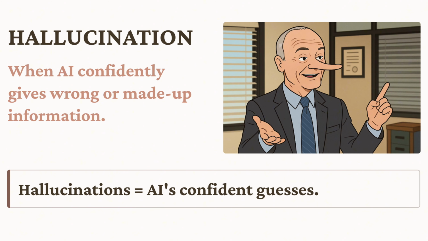Hallucination or hallucinating. This is when AI gives confidently wrong or completely made up information. Because these LLMs are predictive models, they're just trying to figure out what the next most likely thing to say is. That creates these hallucinations where it just gives its best guess, but says it in such a way that it seems accurate.